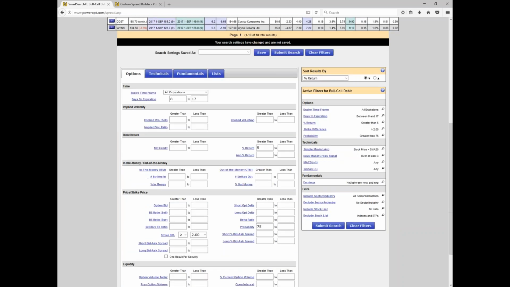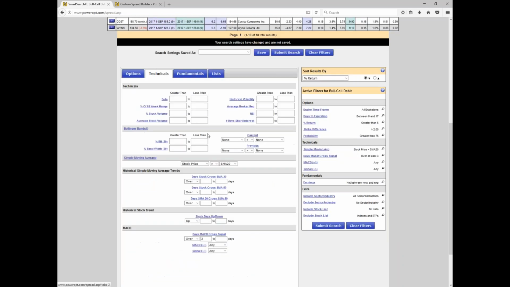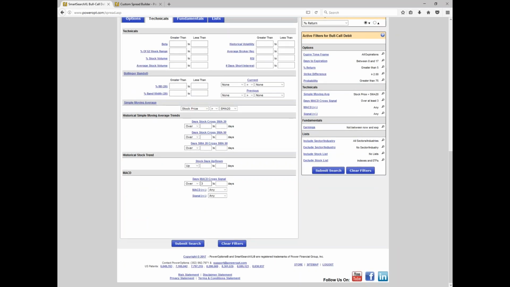Did I put the MACD in correctly? I don't think I did. Yep, no, over 3. I can put positive as well. There we go. I'm going to change the MACD to being positive also. Now, sorry about that. Let me run it again.